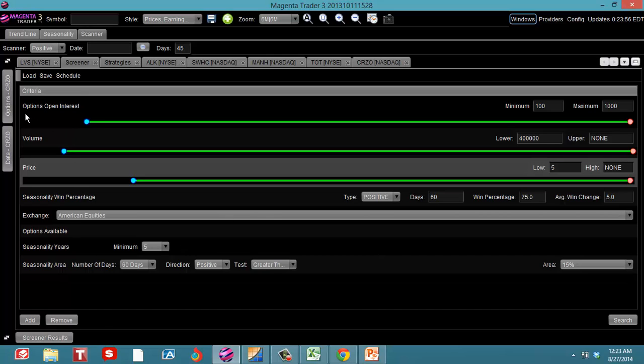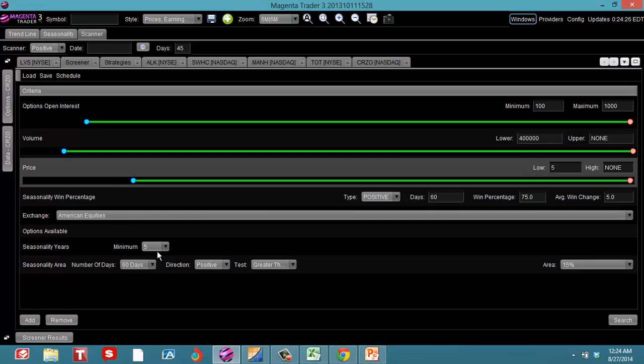I want the stock to have a lot of open interest. I want it to have a lot of volume, over 400,000. The price above $5. The win percentage 75%, so it means that in the last 10 years, it's gone up more than 75% of the time. I want it to be in the U.S. I want to have options available.